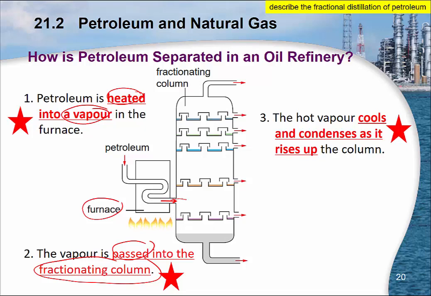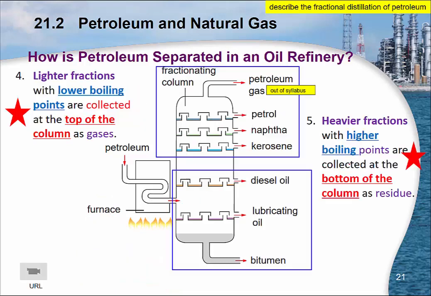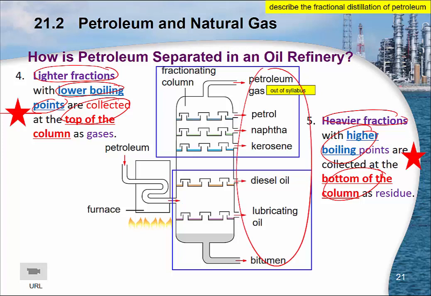So what happens is that when the vapor go in, it will rise. Okay, you rise and you rise and so on. So the hot vapor cools and condense, the two keywords, cool and condense, and it rises up the column. So as it rises up the column, it starts to cool and condense. Now the lighter fraction, the smaller molecules with a lower boiling point, are collected at the top, while the heavier fraction, the bigger molecule with higher boiling point, collected at the bottom. And therefore the fractions are being separated into the 7 fractions down here.